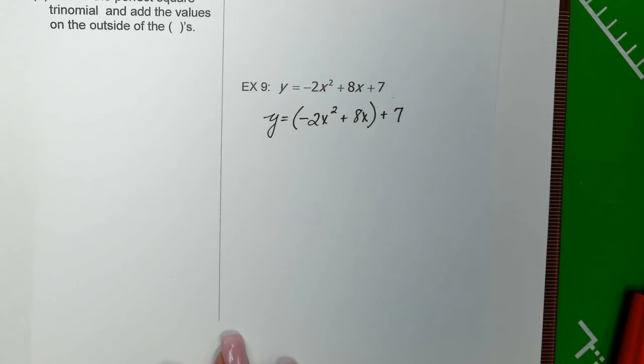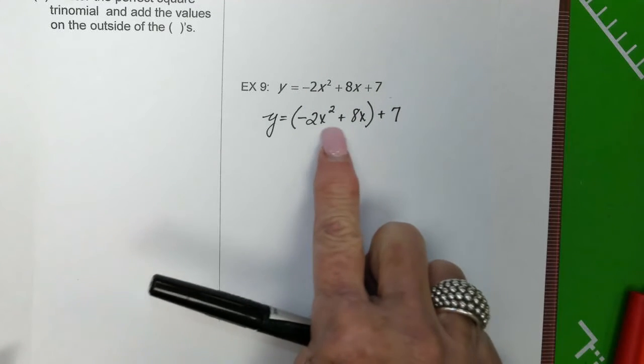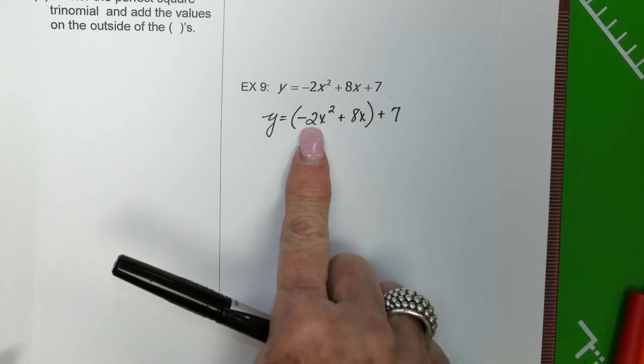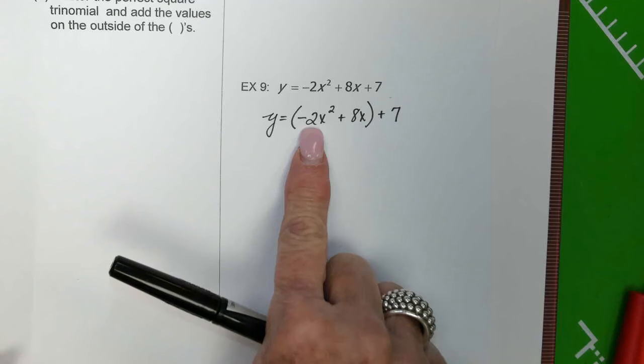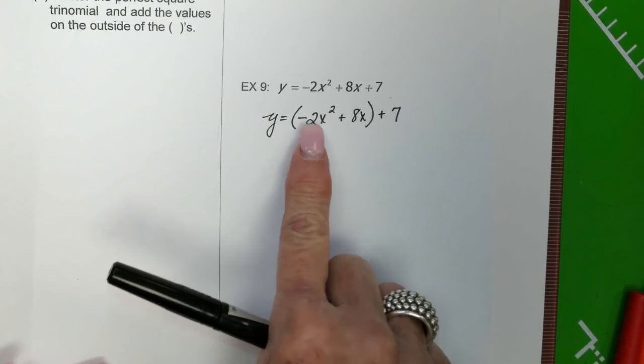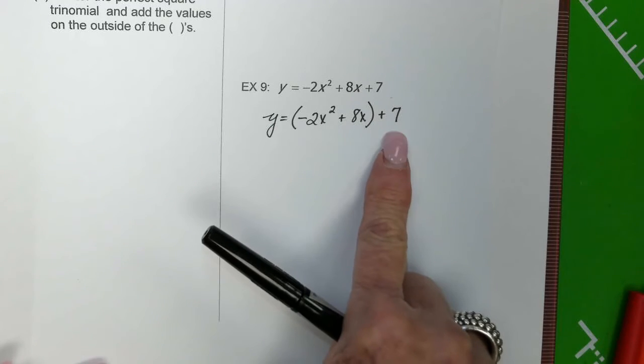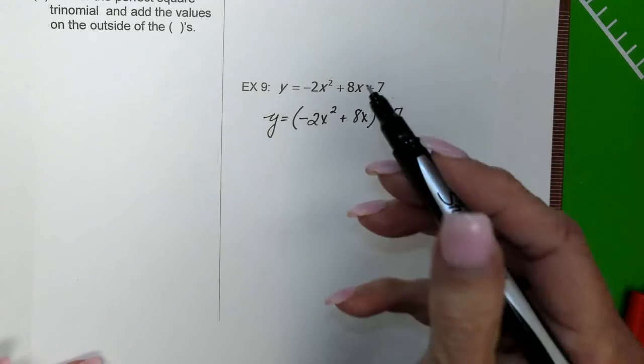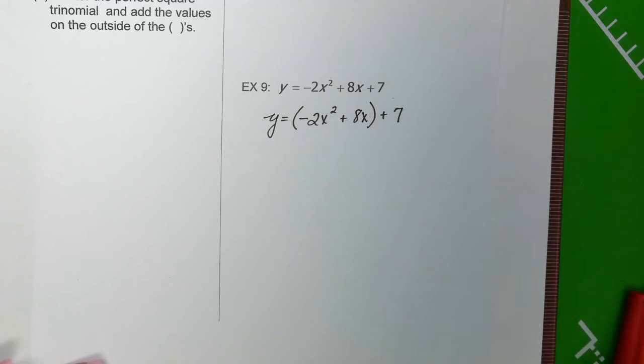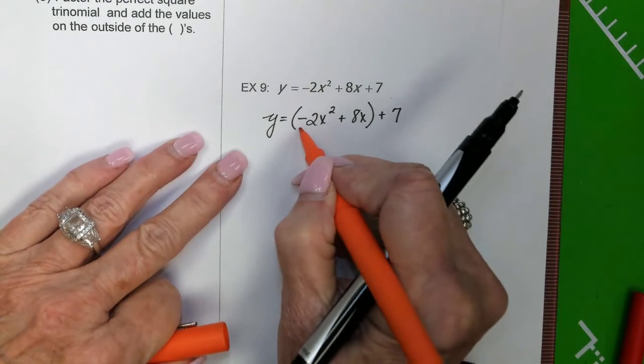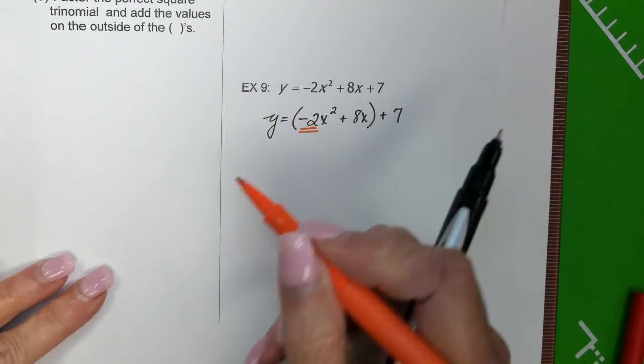Okay, now we're going to complete the square inside the parentheses, but the leading coefficient is not a 1. Remember, we can't complete the square unless the leading coefficient is 1. But we're not going to be able to work on both sides. So what we're going to do is factor out the leading coefficient.